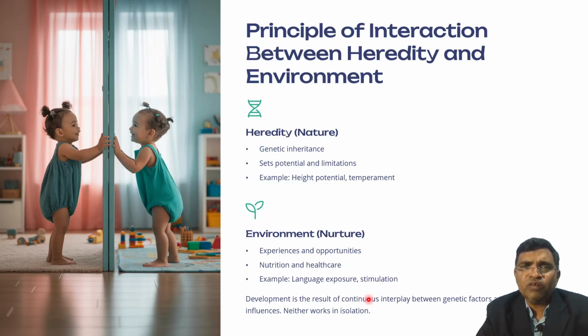Then principles of interaction between heredity and environment. So a person's development takes place with the combination of heredity and environment. Like genetic inheritance, our DNA plays a major role, and it sets our potential limits or borders. For example, high potential, temperament, peaceful. This comes under heredity. Environment means our experiences, opportunities to make something extra, and what food and healthcare we take. For example, language exposure, stimulation.